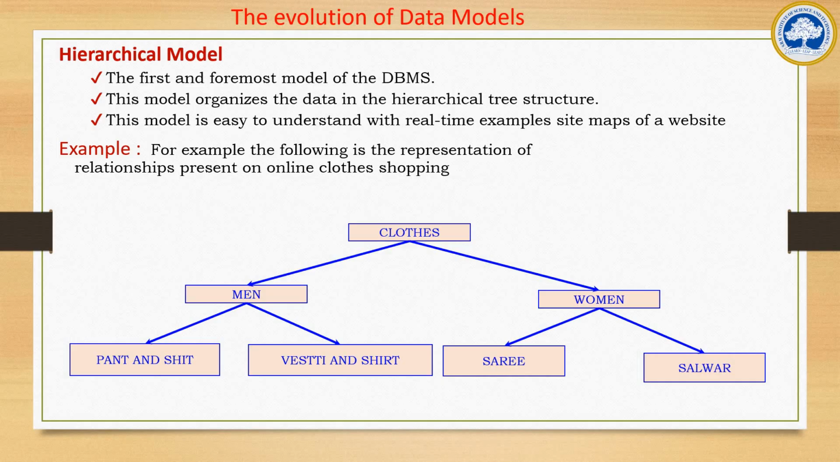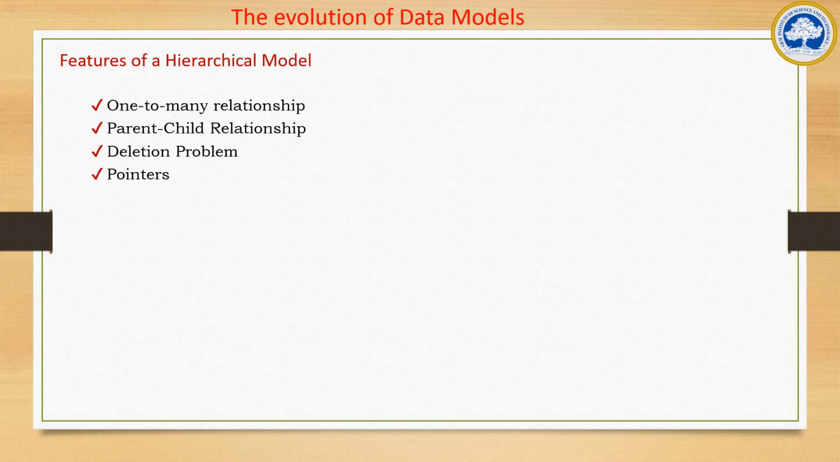This is an example of the representation, of how clothes are represented. Initially the clothes are categorized into two types, men's and women's, and from the men's, the types they are classified into, then further brands, and then price wise. Like that the tree structure is extended based on the categories. This model has a one to many relationship as a feature, and we can have the parent and child relationship. We can have the pointers, but here deletion is one of the problems.